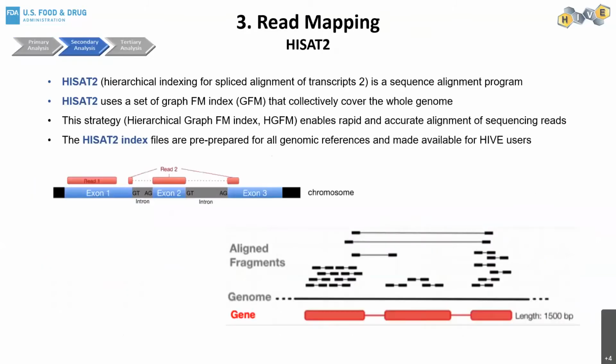For the read mapping, we are using HiSat2, which is a hierarchical indexing for spliced alignment of transcripts. It's a sequence alignment program. It uses a graph FM index that creates the index of the whole genome. Basically, it's a strategy to allow rapid and accurate alignment of the sequencing reads, and it allows sequence alignment on the transcriptome. So as you can see, there are some gaps on the introns, it's just aligning the exons, and HiSat2 allows those alignments.